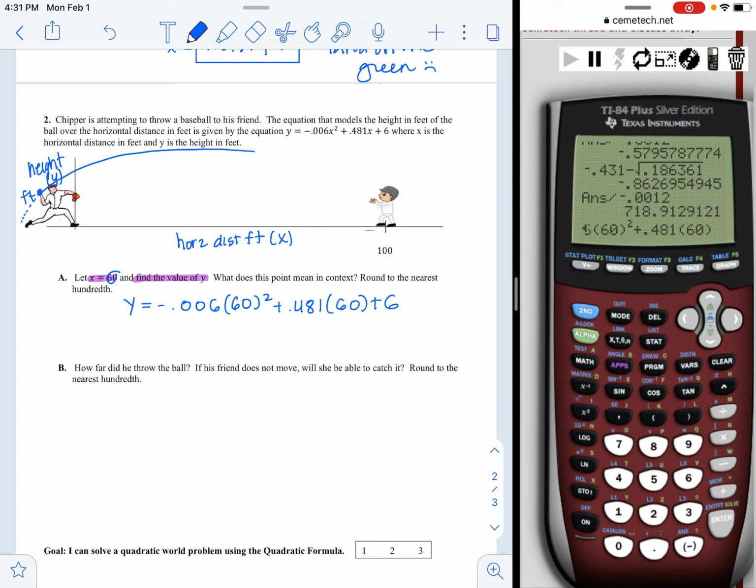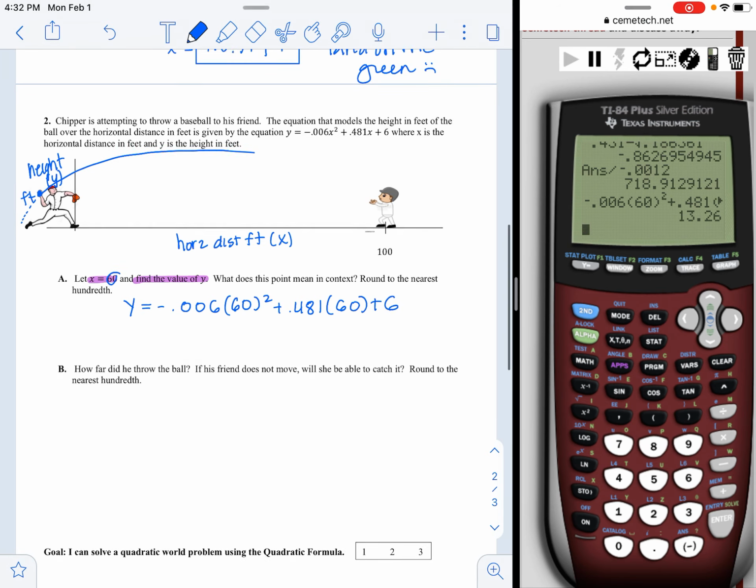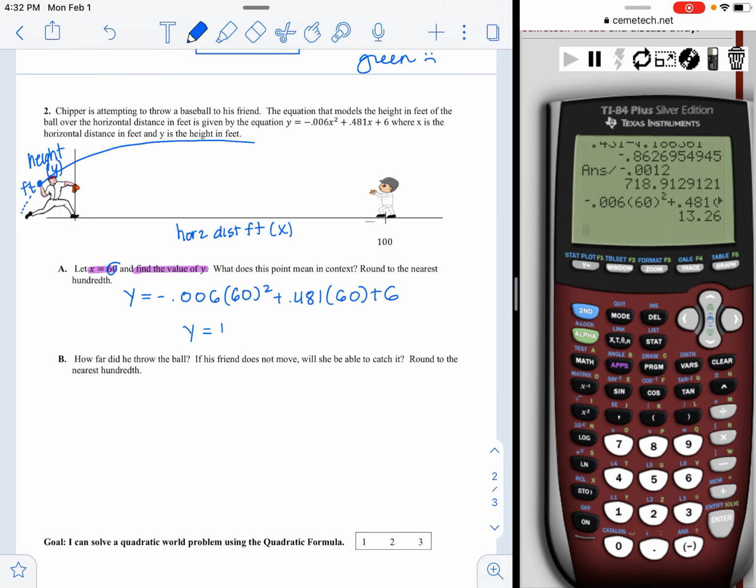Last year I'm telling you about. Yeah, I remember. They all got the same wrong answer, so I was like, what are these people doing? And then I figured out they were forgetting the square. So y equals 13.26. That's rounded to the nearest hundredth, so that's good. Feet.